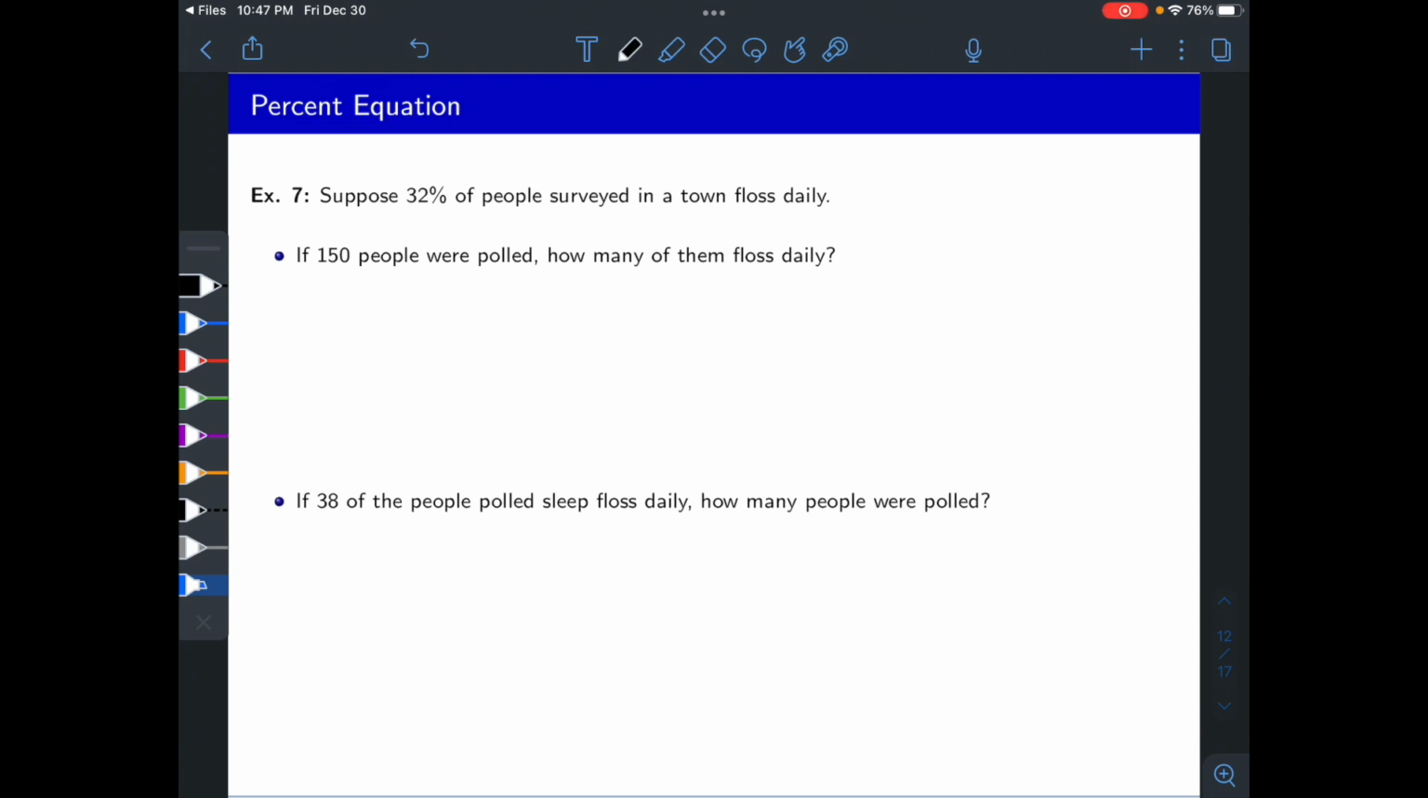So if 150 people were polled and 32% of them floss, then we can say 32% times 150 is equal to the number of people that floss. So n is equal to, converting to a decimal, 0.32 times 150. My calculator tells me that this is equal to 48. So 48 people floss daily.